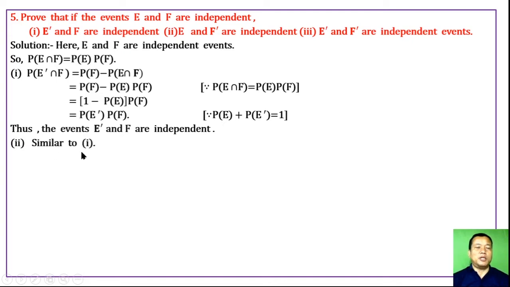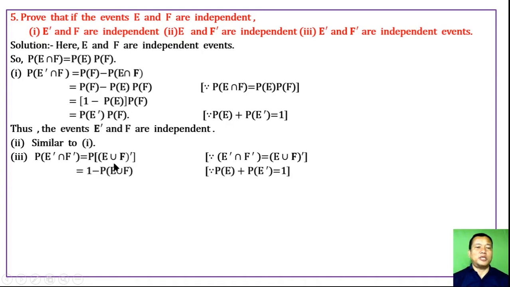Part 2 is similar to part 1. For part 3, P of not E intersection not F is equal to P of not of E union F, by the complementation law on sets, and which is equal to 1 minus P of E union F according to this rule.